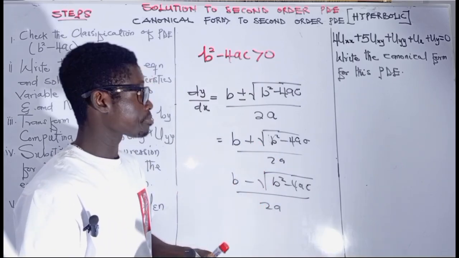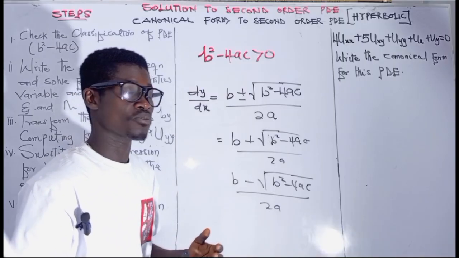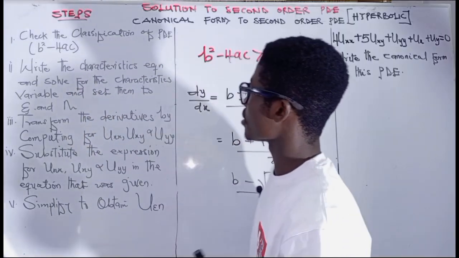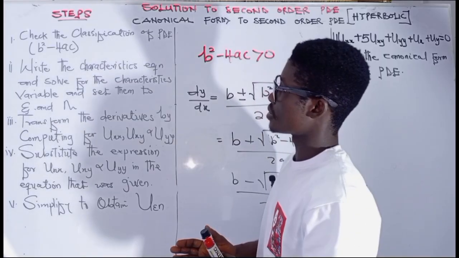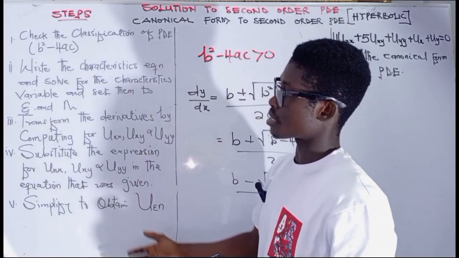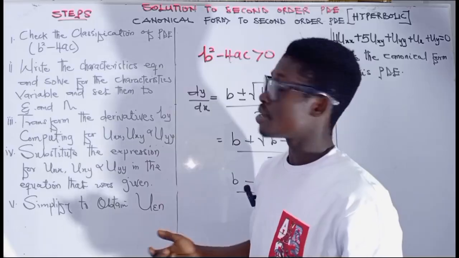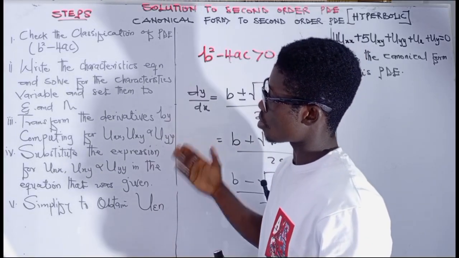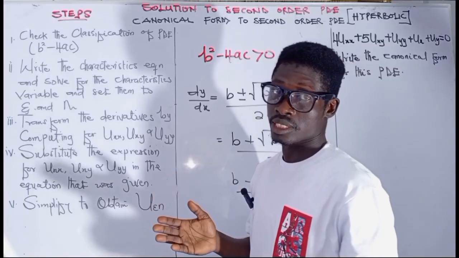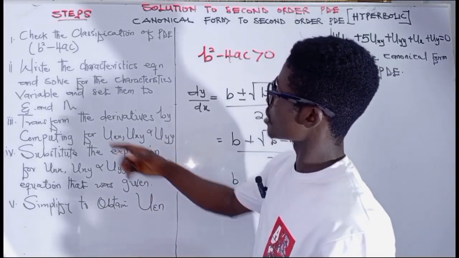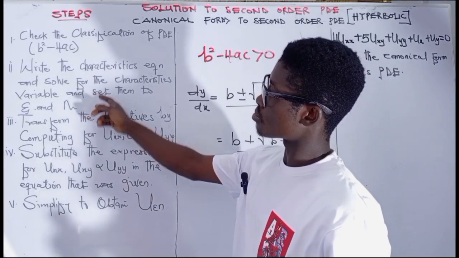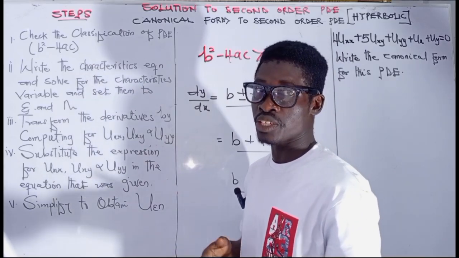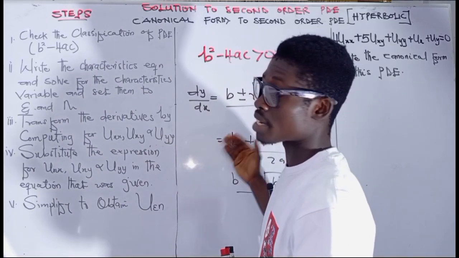So how do we write the canonical form for a hyperbolic equation? I have written down some steps, and these steps are going to guide us. The steps are almost similar to the parabolic equation, except at step 2, which differs, but the rest are the same. You can write it down, and it will guide you whenever you want to write a canonical form for a hyperbolic equation.